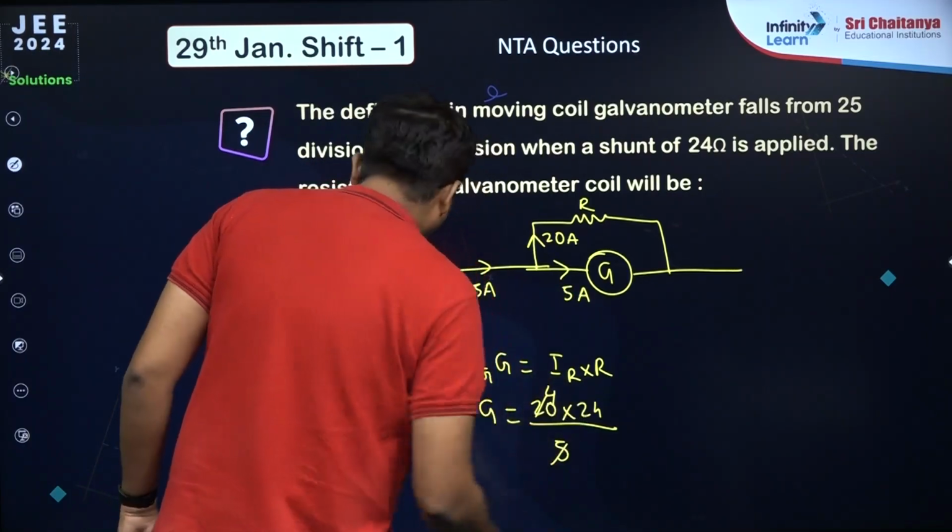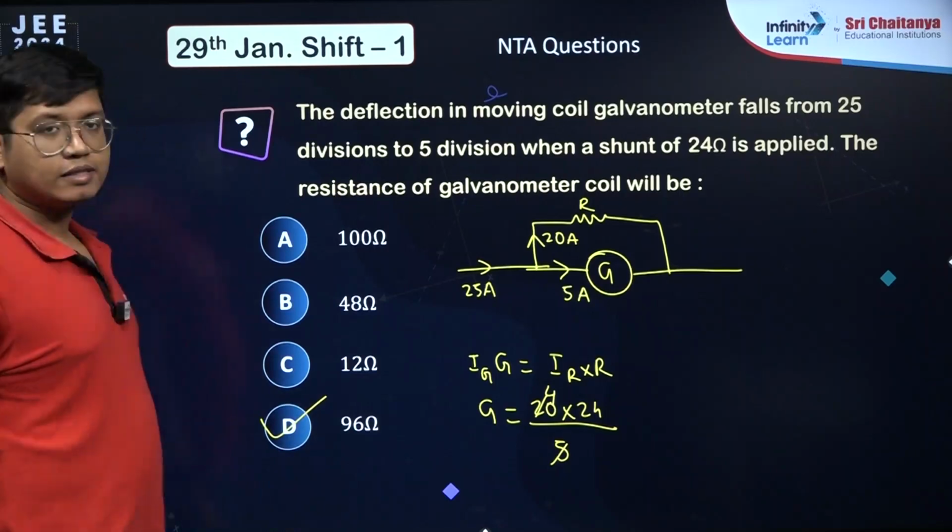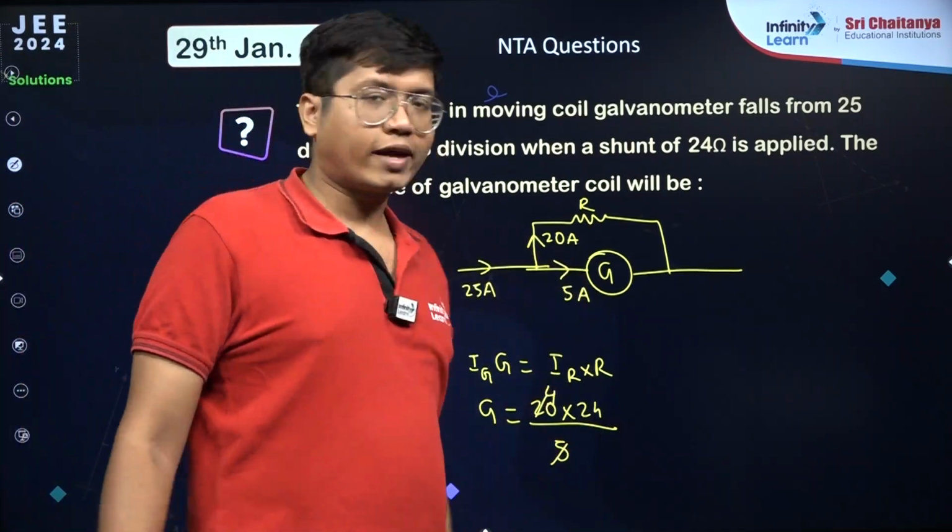Take it out with a 4. 4 into 24 would give you 96. It is 96 ohm. That's the resistance of the galvanometer.